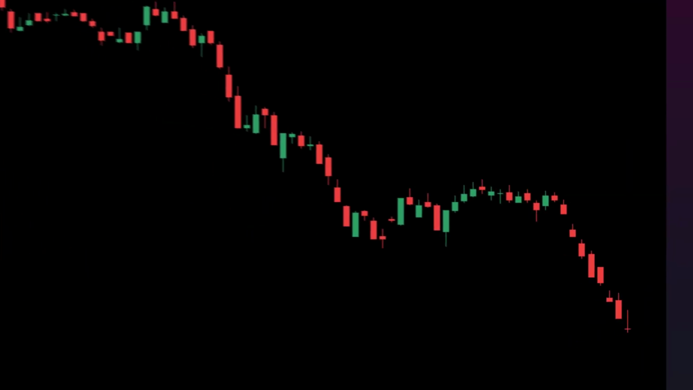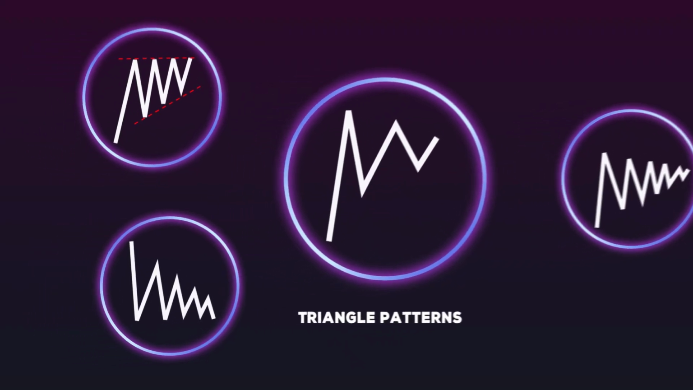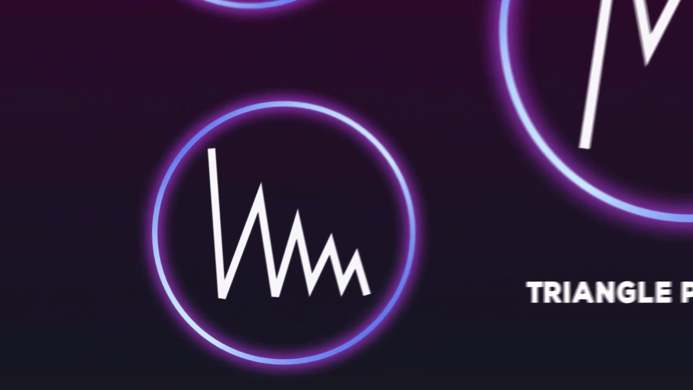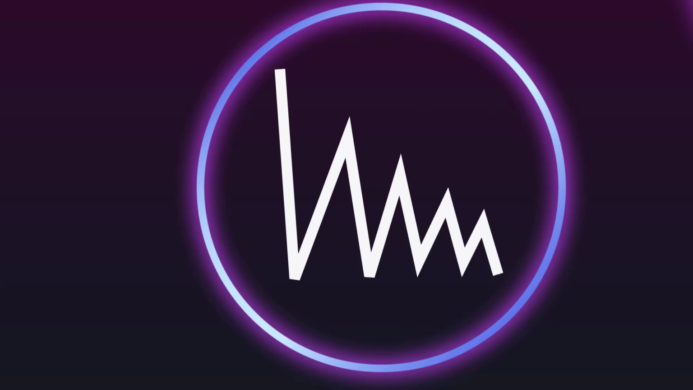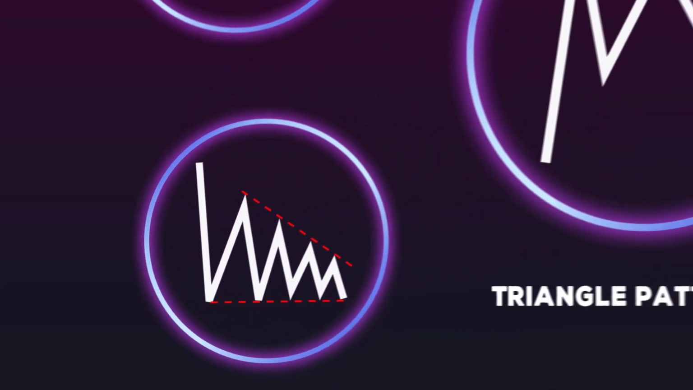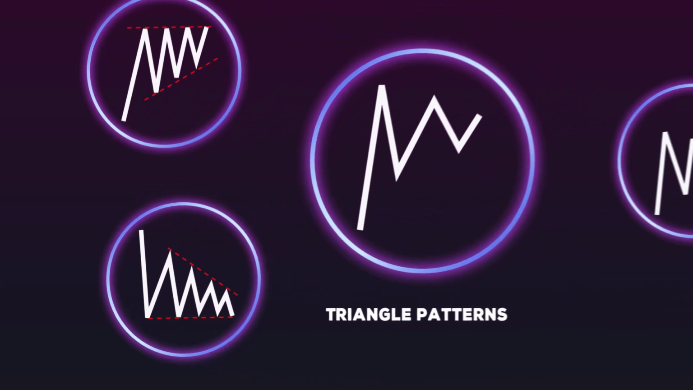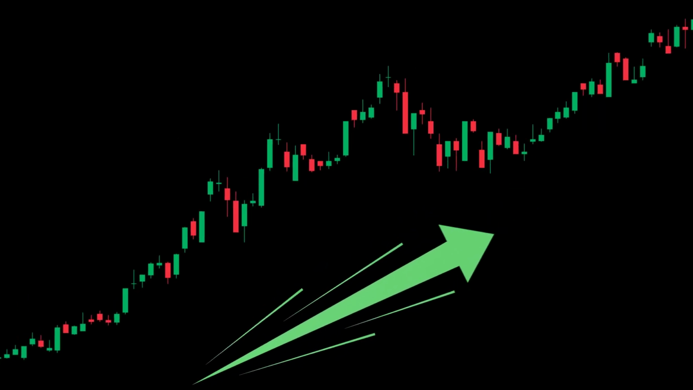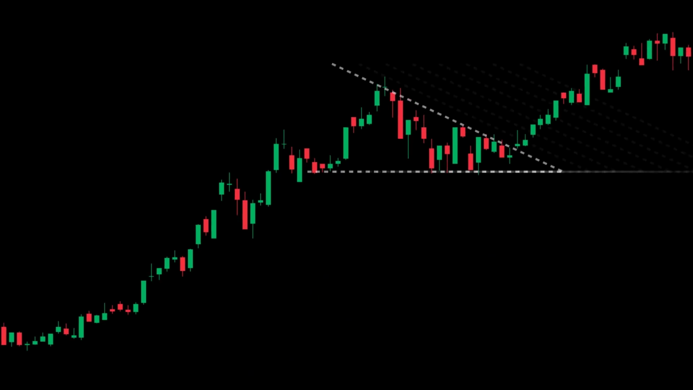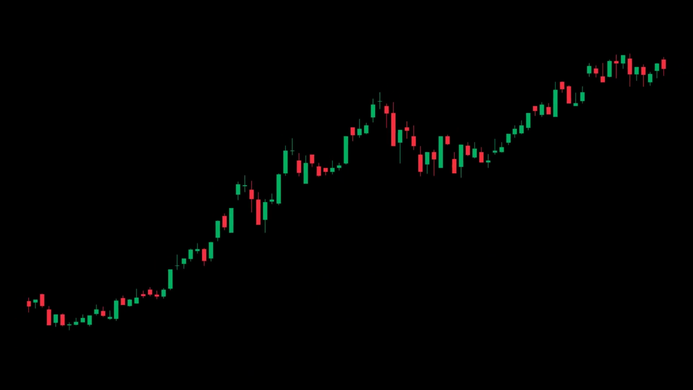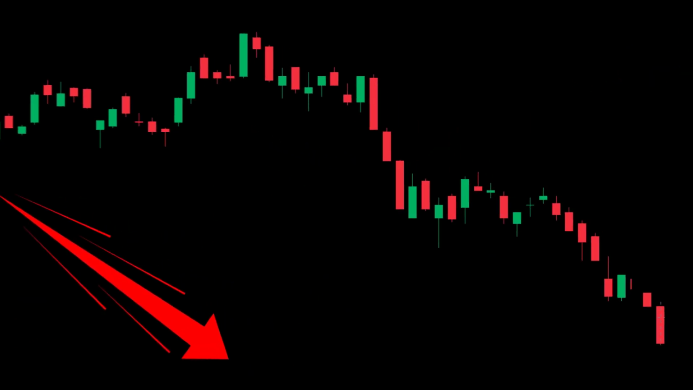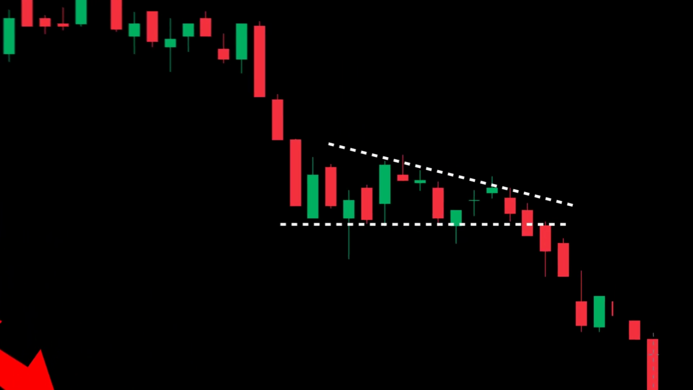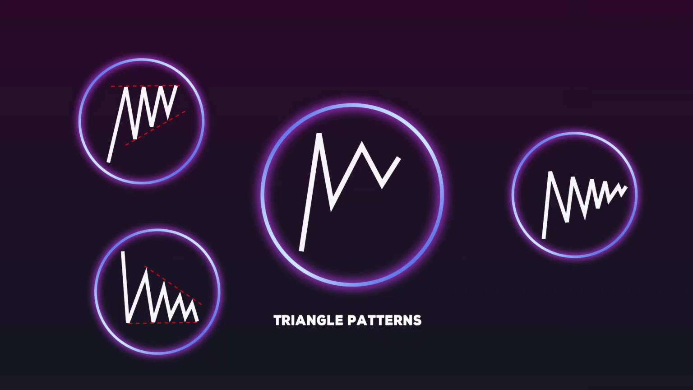stabilize and consolidate. Next is the descending triangle pattern. This pattern is formed when the price creates a horizontal support line with equal lows and a descending trend line above with lower highs. The descending triangle can also appear in both bullish and bearish markets. In a bullish market, after a strong upward move, the price may form a descending triangle as it consolidates. In a bearish market, after a sharp drop, the price can also form a descending triangle pattern.